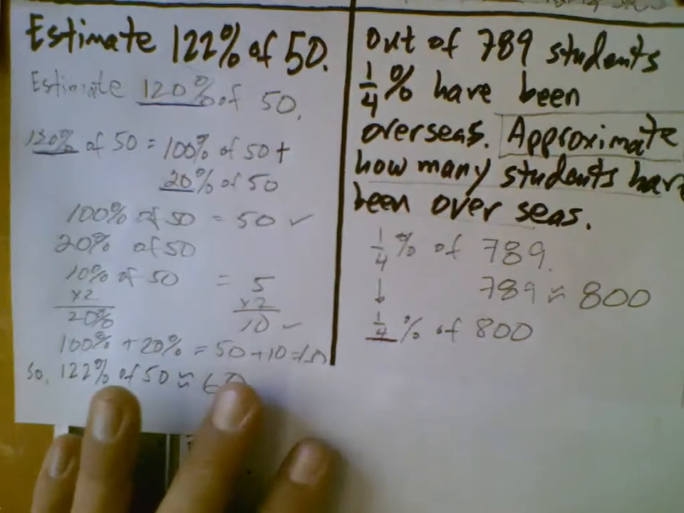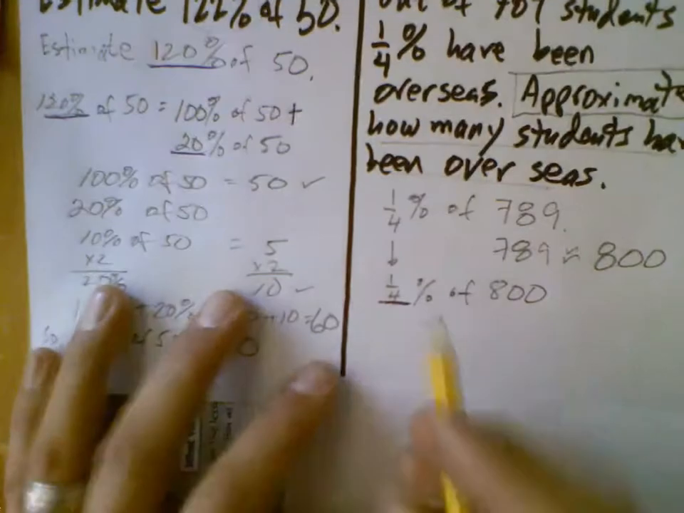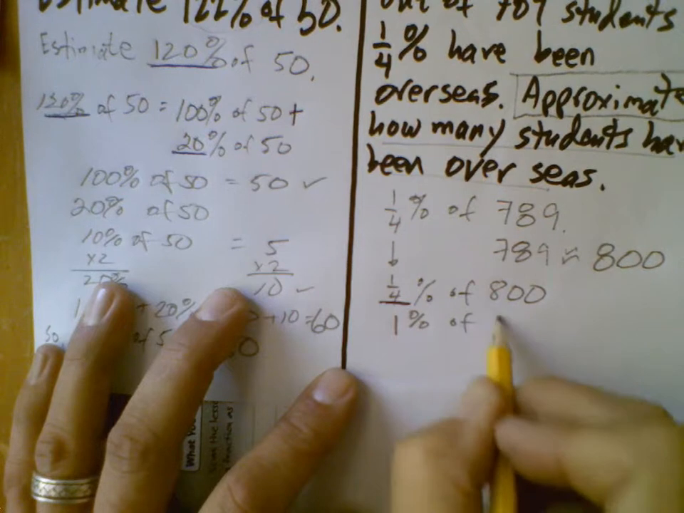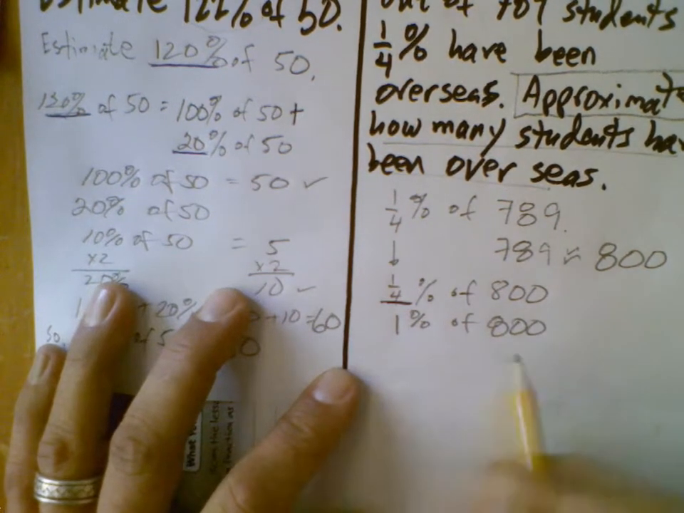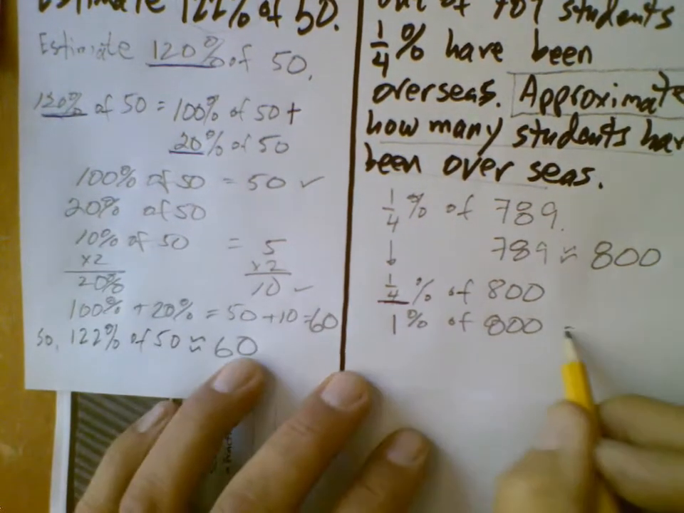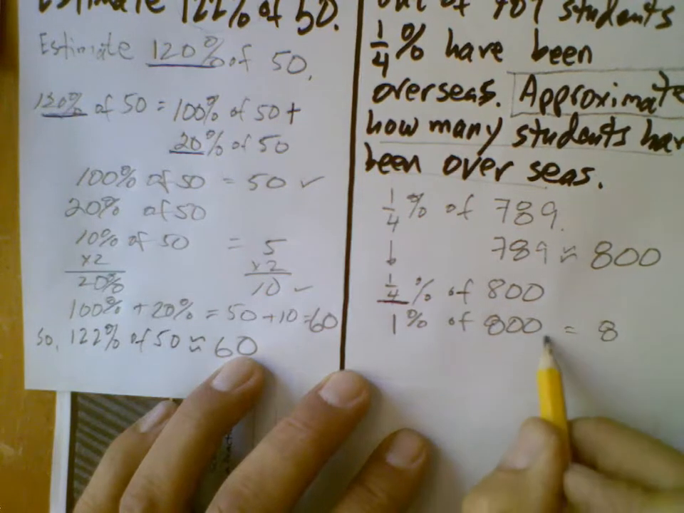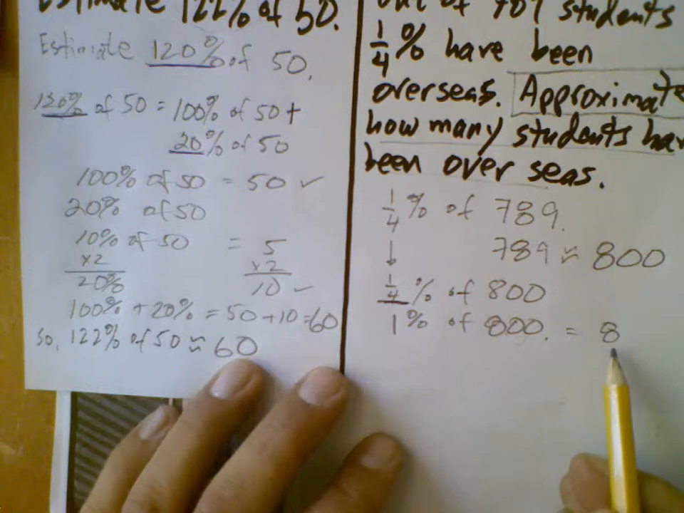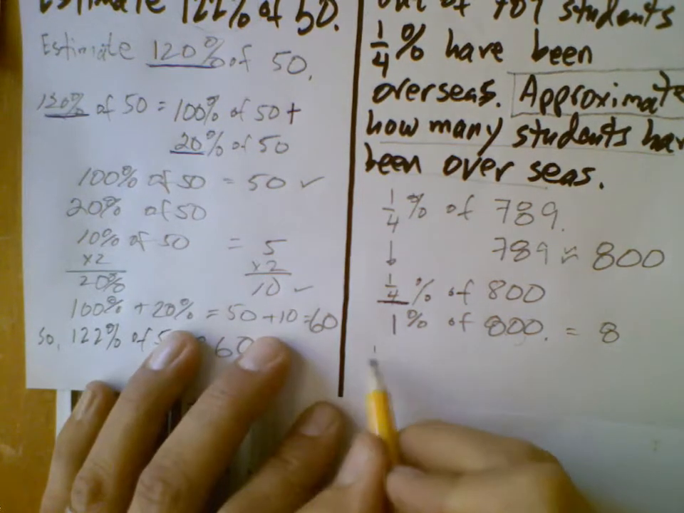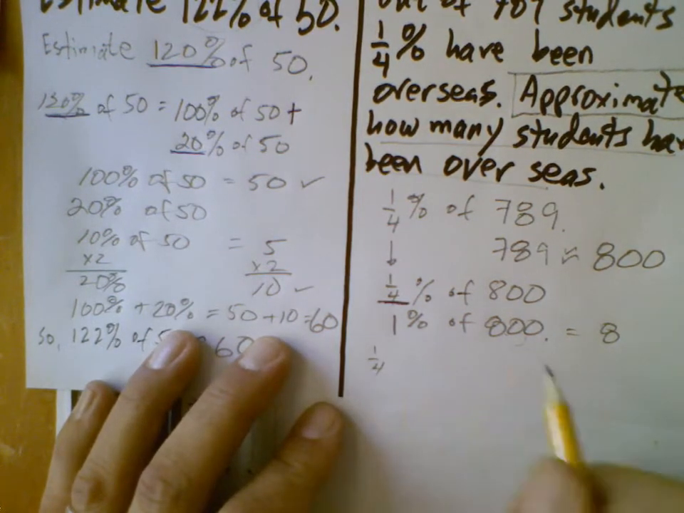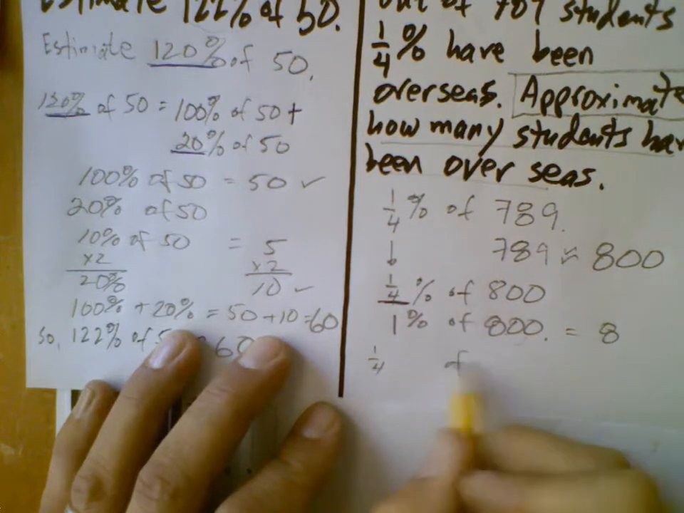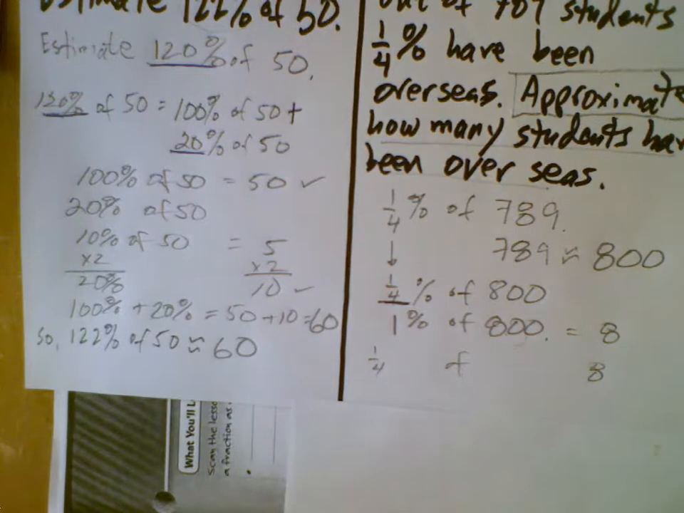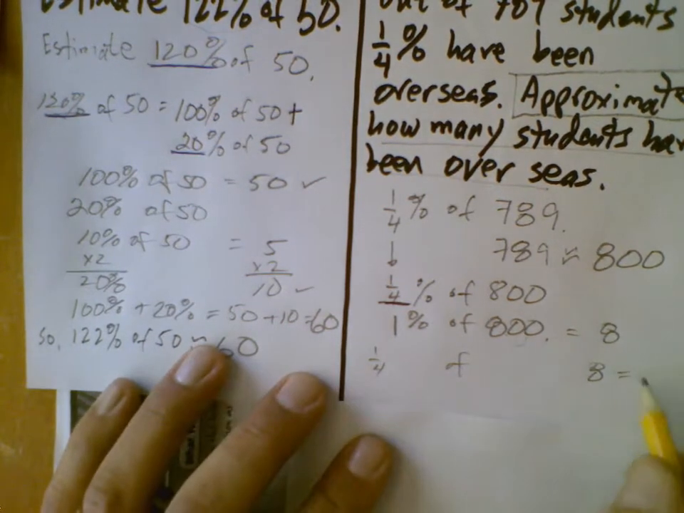So in this case, 1/4% is a little awkward to work with. So let's find 1% of 800 first. 100% of 800 is just going to simply be 8. Right? So here's my decimal point. I can move it over twice. So 1% of 800 is 8. Now, what is 1/4 of 8? 1/4 of 8 is 2.